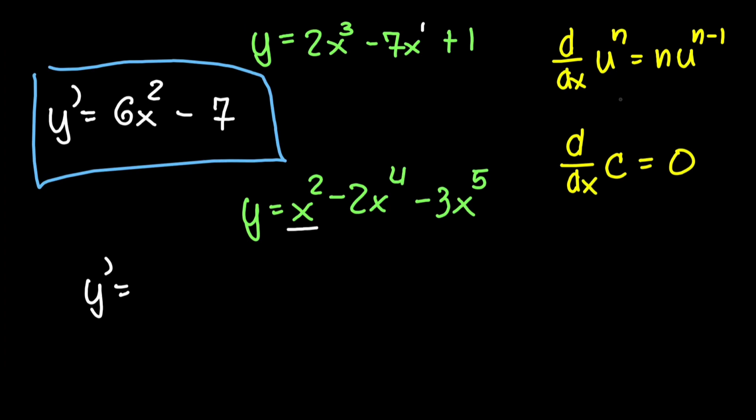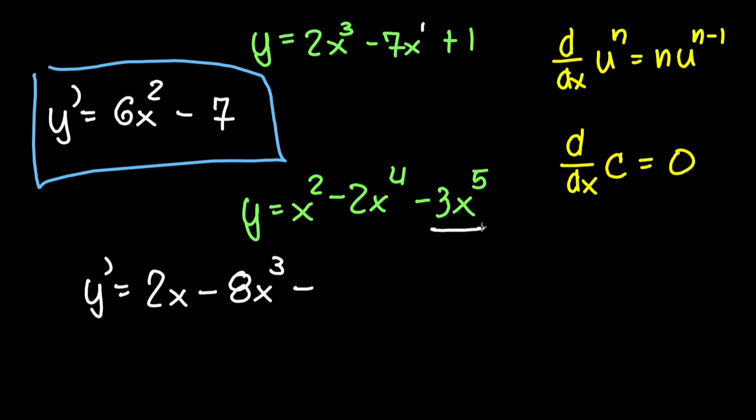wherein u here is equal to x, and n here would be equal to 2. By the formula, it would be equal to 2x. 2 minus 1 would be 1, but it is not necessary to put 1 here. Just put 2x. Minus, since it is a negative sign, the derivative of 2x to the power of 4 would be equal to 4 multiplied by 2 would be equal to 8x. 4 minus 1 would be equal to 3. So it would be x cubed.